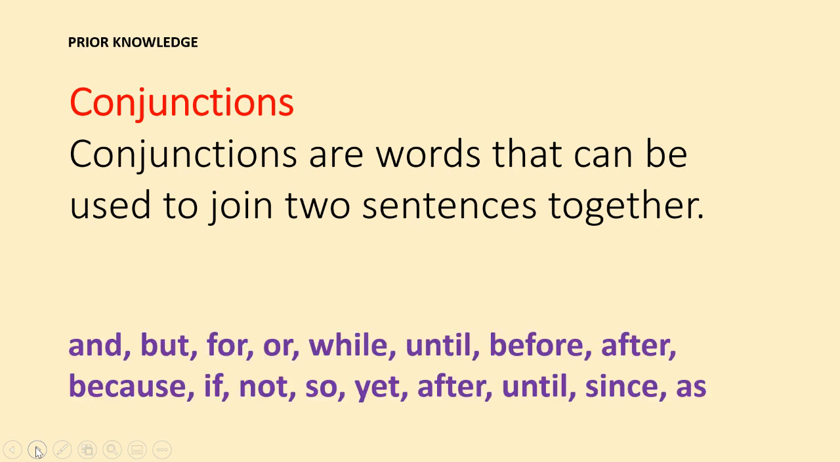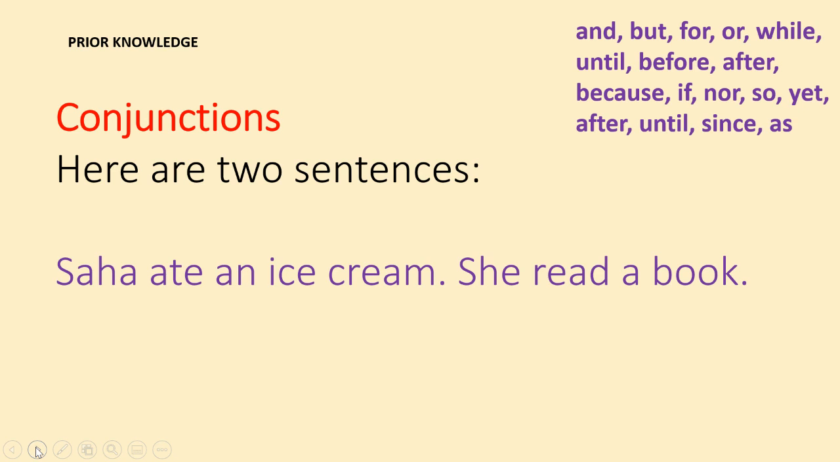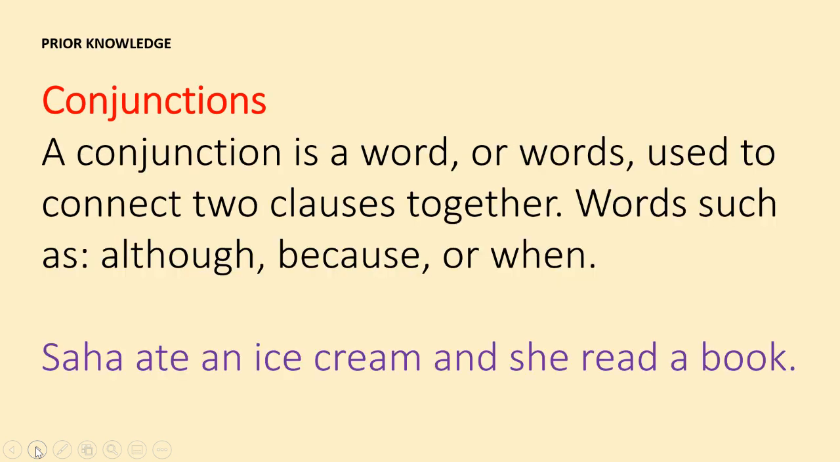And here are some examples of lots of different conjunctions that we use regularly in our writing, and we read them regularly in the books that we read too. So, conjunctions. Here are two sentences. Saha ate an ice cream. She read a book. That is two separate sentences. But sometimes if we want to make our writing flow and be less repetitive, we might want to join these two sentences together with a conjunction. A conjunction that could join these two sentences together would be "and". Saha ate an ice cream and she read a book. And that makes it flow when we're reading it.